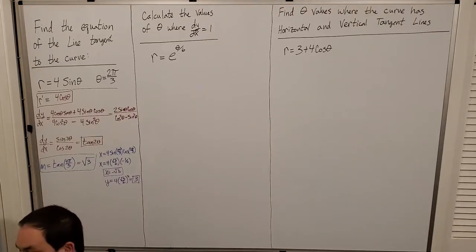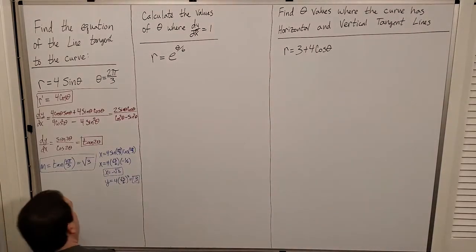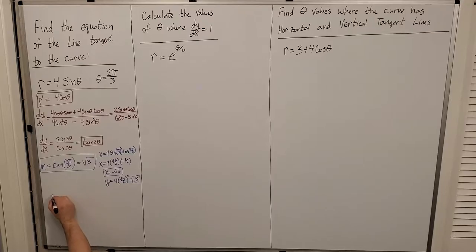So then let's write down all that we have here. I've got y minus 3 is equal to square root of 3 times x minus negative square root of 3. But of course, if I distribute, y minus 3 is equal to square root of 3 times x plus 3. Square root of 3 times square root of 3 is 3. And now if I add 3 to both sides, I have y is equal to square root of 3 times x plus 6. And there's my tangent line to the curve at that point.